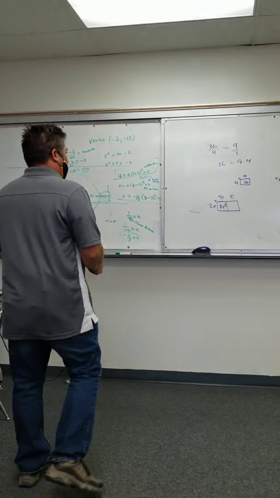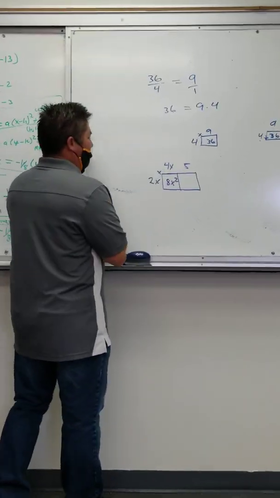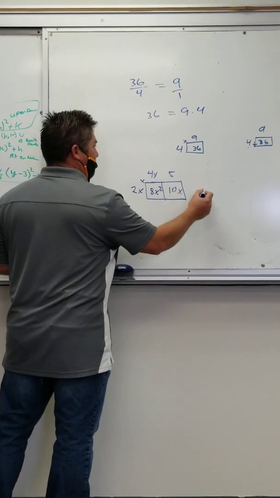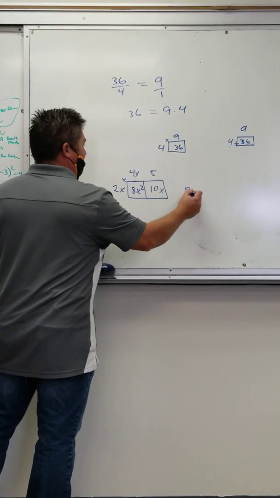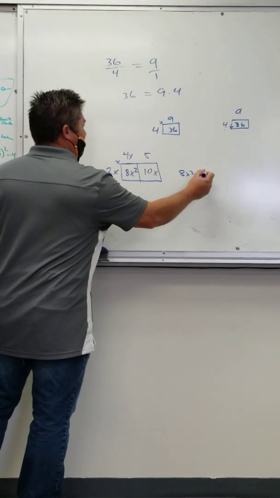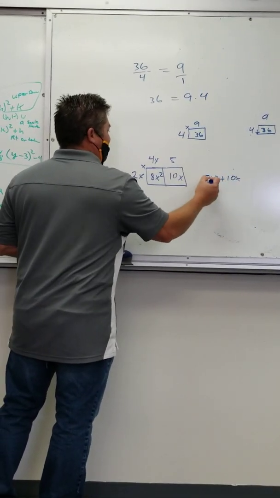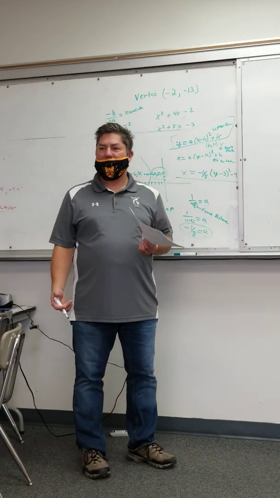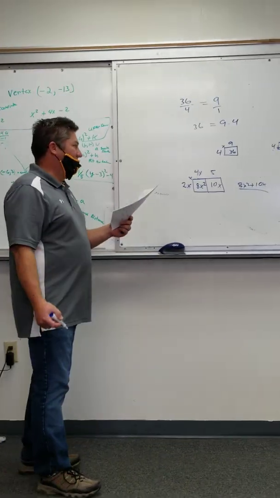All right, what do I get on the next box then? 10 what? X. What's my answer then? 8x squared plus what? 10x. You just keep the sign that's with it. That's my answer. Was that hard? No, pretty easy. What do I write then on the next one?